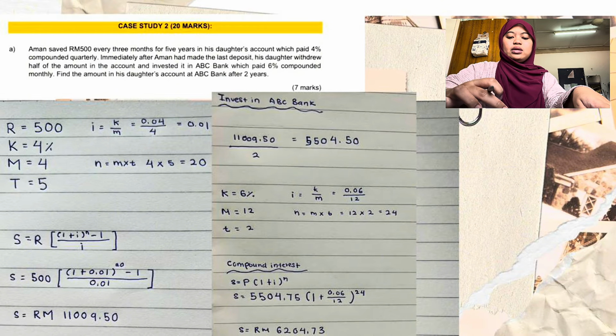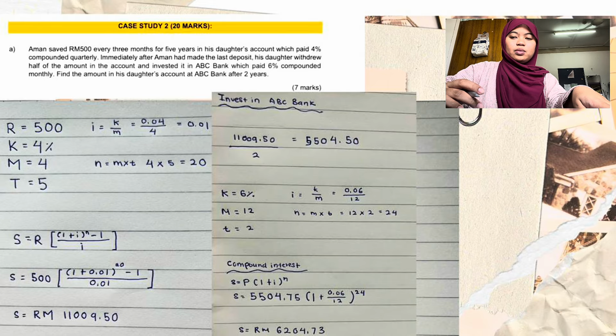Now that we got S is RM 11,009.50, we go back to the question: immediately after Aman had made the last deposit, which is RM 11,009.50, his daughter withdrew half of the amount in the account and invested it in ABC Bank, which paid 6% compounded monthly. We have to find the amount in his daughter's account at ABC Bank after 2 years. So we have to divide by 2 because the daughter withdrew half of the amount. RM 11,009.50 divided by 2, we get that the principal is RM 5,504.75.